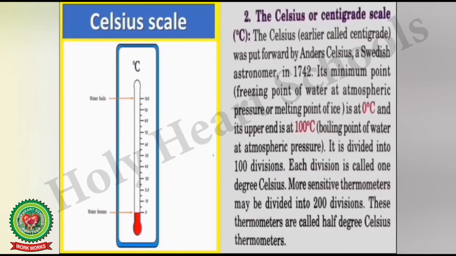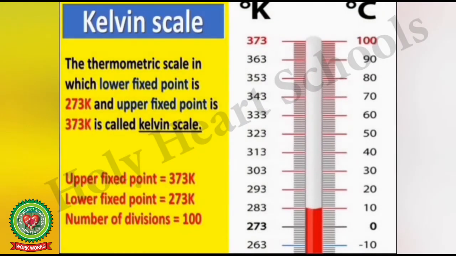Means there are 100 divisions from 0 degree Celsius to 100 degree Celsius, and each division is known as 1 degree Celsius. More sensitive thermometers may be divided into 200 divisions, and such thermometers are called half degree Celsius thermometers. Next scale is Kelvin scale.